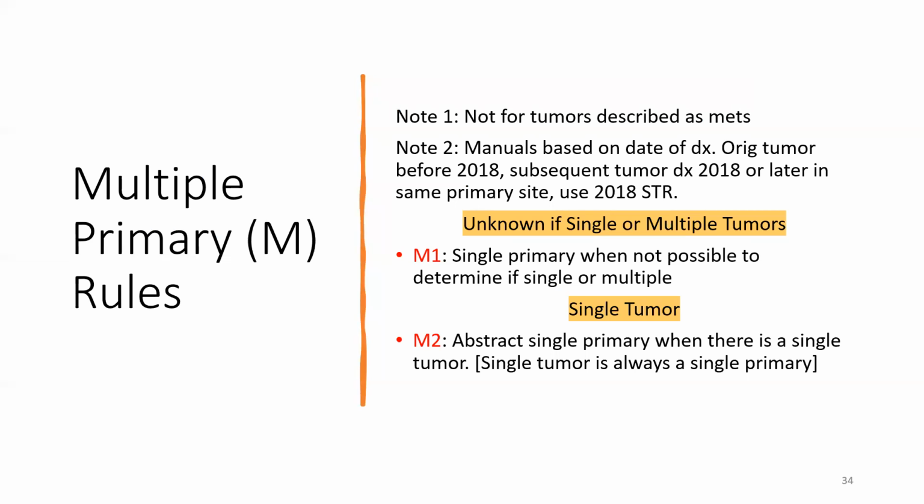So in the multiple primary rules, the headers are important. You go to the correct heading. Once you're in that section, you follow those rules in order. Stop when it applies to your case.